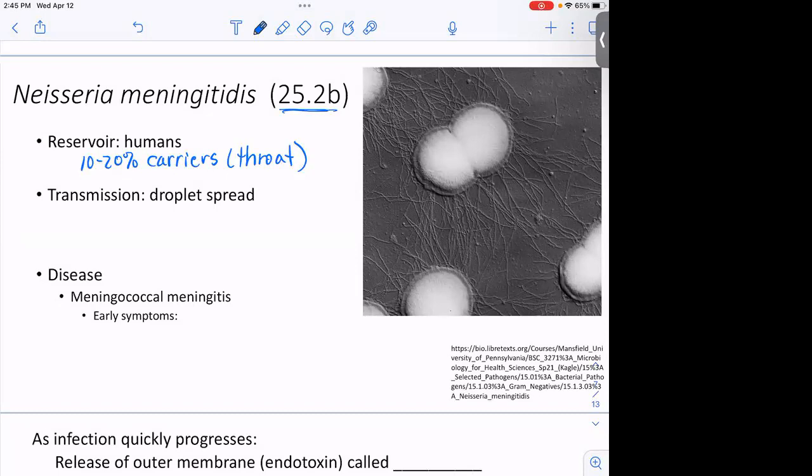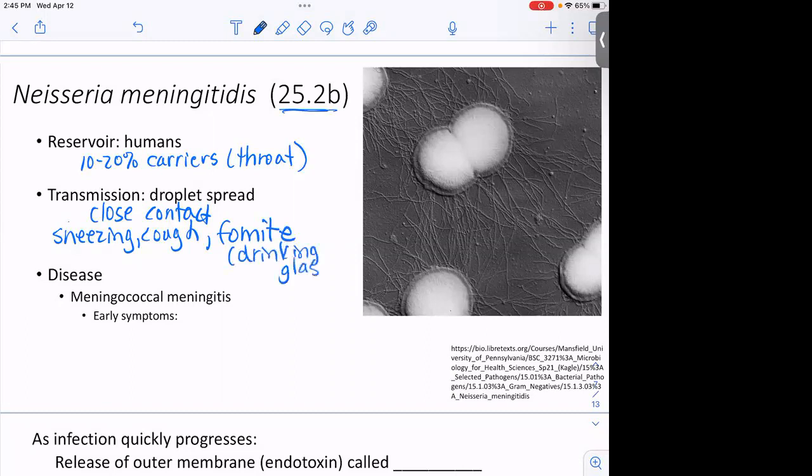Okay, transmission, droplet spread. So this is close contact. This is not airborne. So sneezing, coughing, sometimes by fomites, inanimate objects like a drinking glass. Okay, so we see epidemics at universities every once in a while, and often they will focus around some party where everybody's sharing glasses.